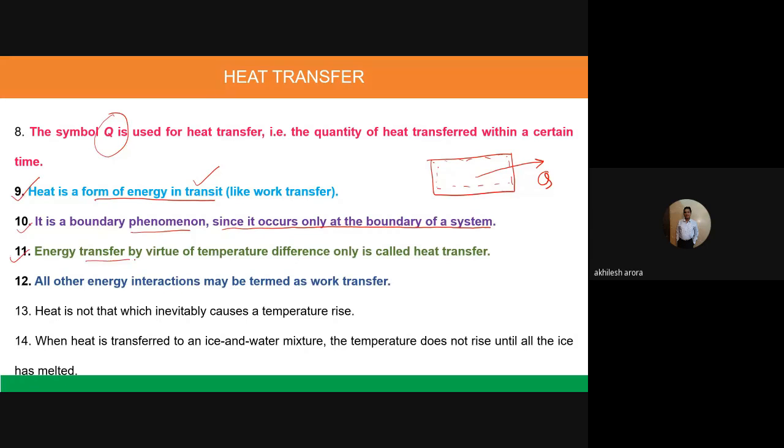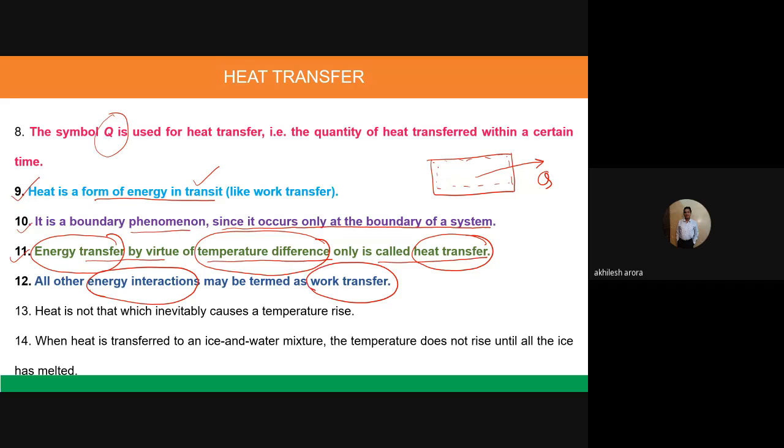Energy transfer by virtue of temperature difference only is called heat transfer. So whenever there is a temperature difference, that type of energy transfer will be called heat transfer. Otherwise, there won't be any energy transfer. All other energy interactions are termed as work transfer. So whenever temperature difference is involved, we will call it heat transfer. If any other energy interaction is there, we will term it work transfer. So that you should keep in mind.